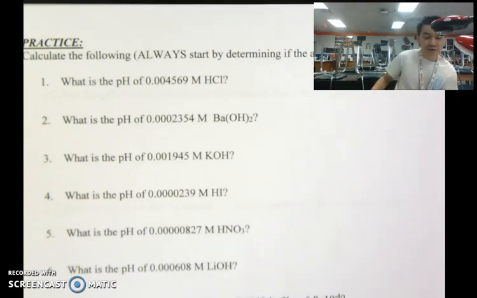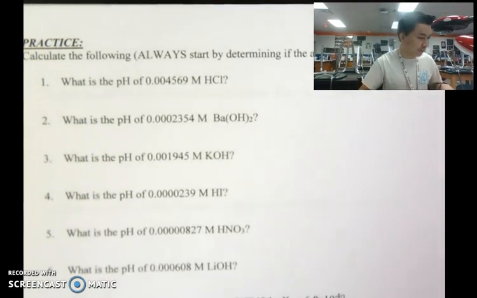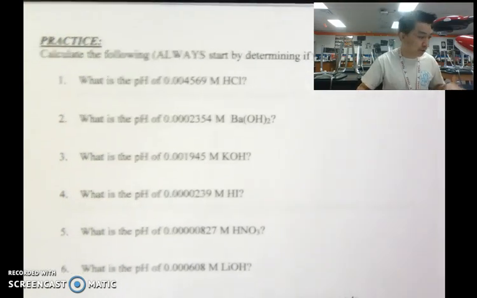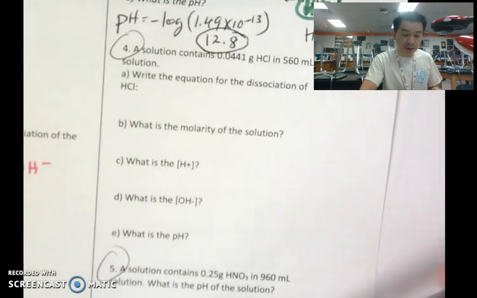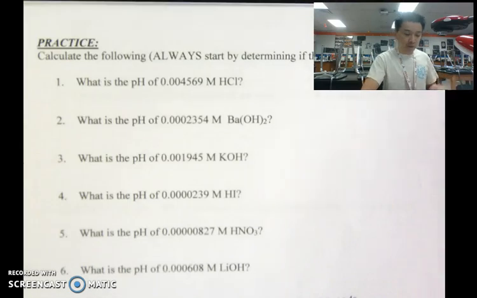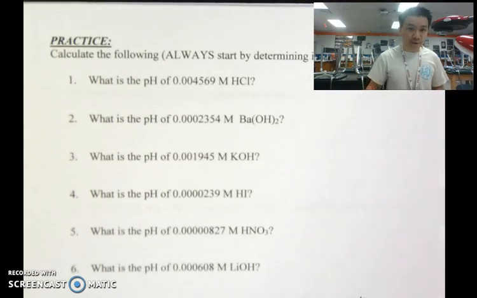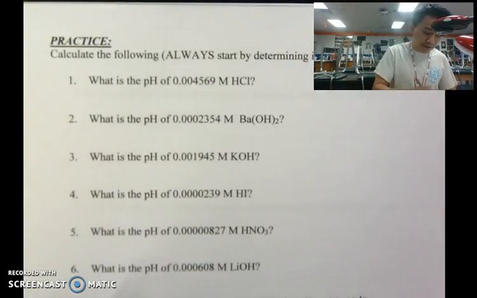This is the second worksheet that you should have in front of you. It's on the third page. Continuing what we learned from the last video, calculating the concentration of strong acids and strong bases and then determining the pH, you will continue doing that on this page. So first of all, calculate the following.